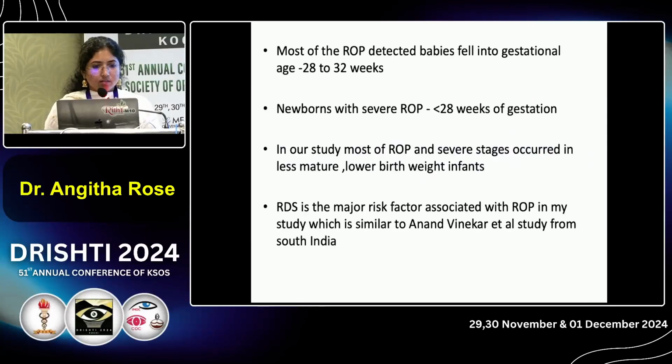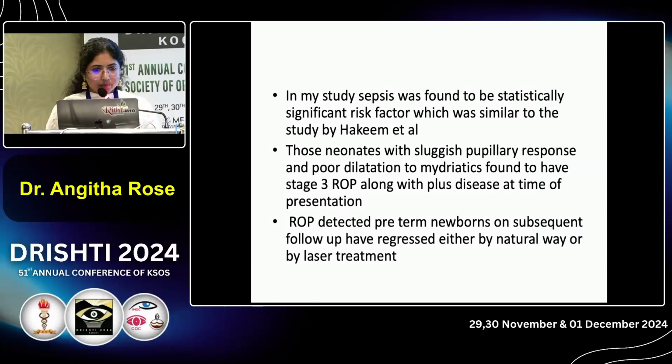Most of the ROP-detected babies fell into a gestational age of 28 to 32 weeks. Newborns with severe ROP belonged to less than 28 weeks of gestation. In our study, most of the ROP and severe stages occurred in less mature, lower birth weight infants. RDS is a major risk factor associated with ROP in my study, which was similar to the Anand Vinikar et al. study from South India. In my study, sepsis was found to be statistically significant, which was similar to the Hakim et al. study.